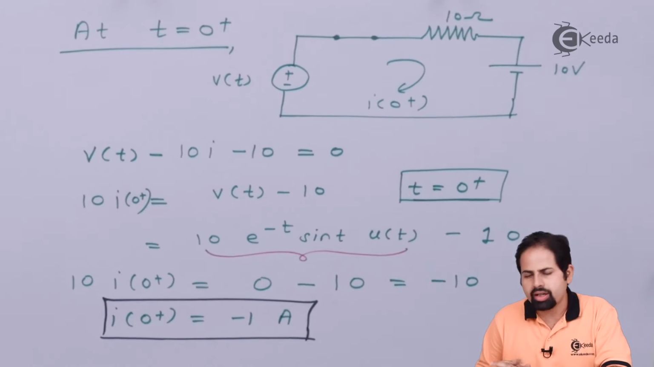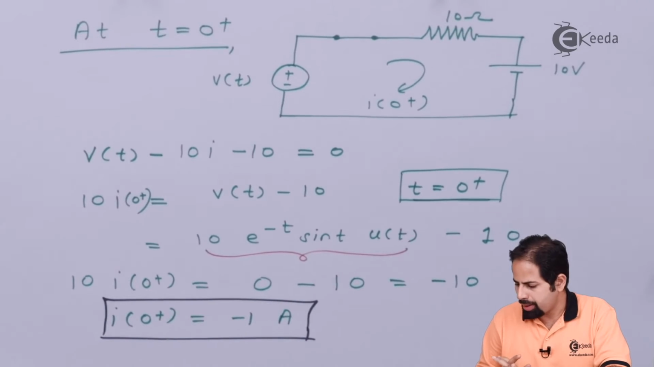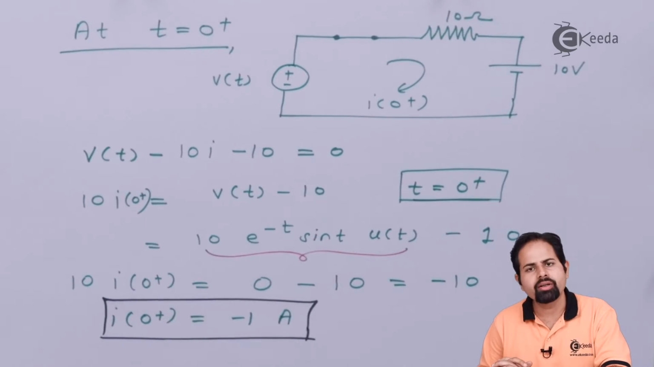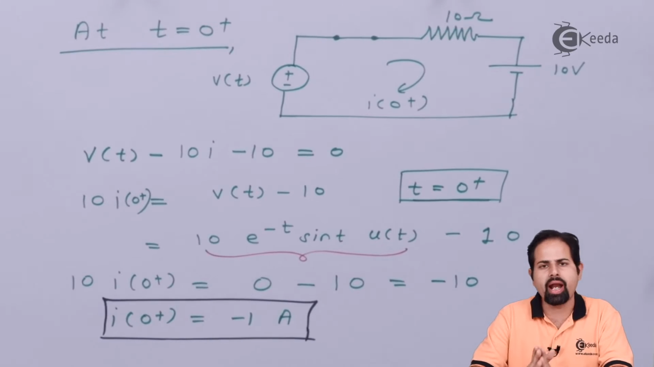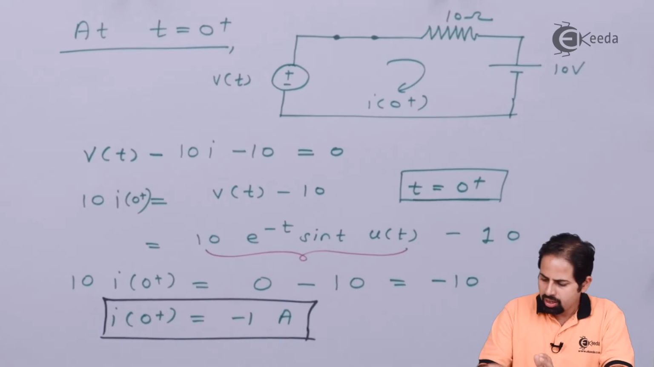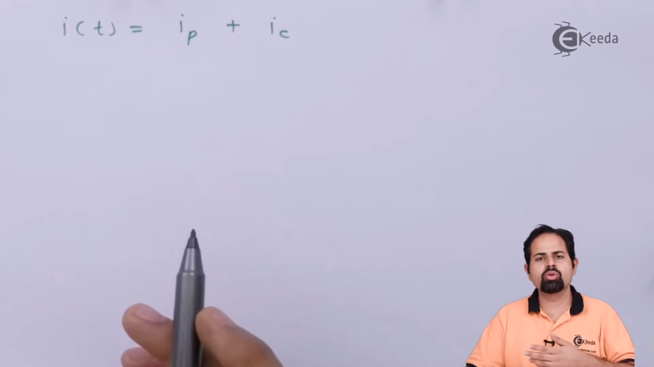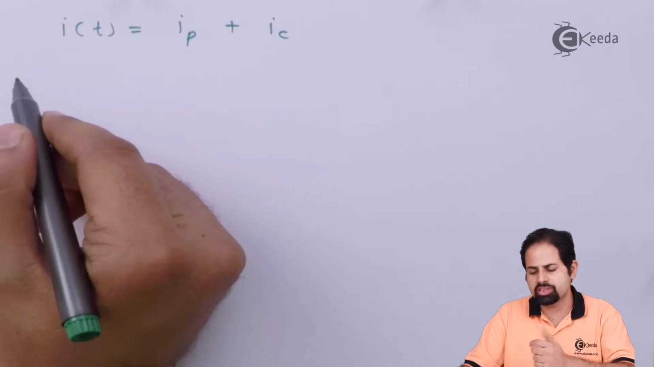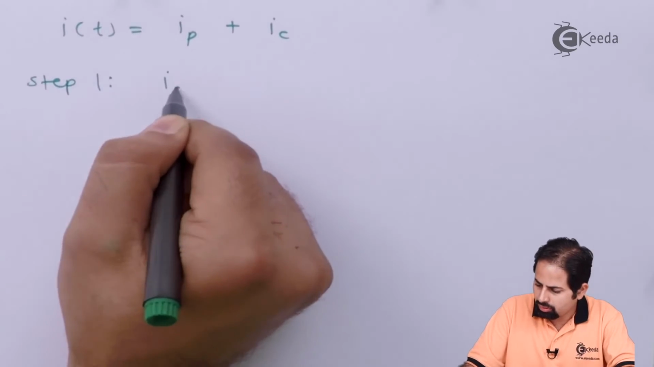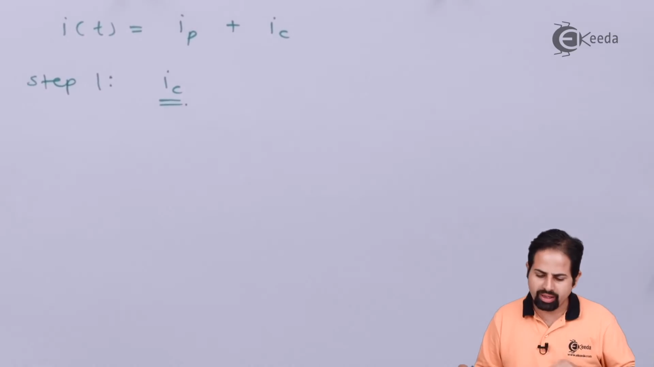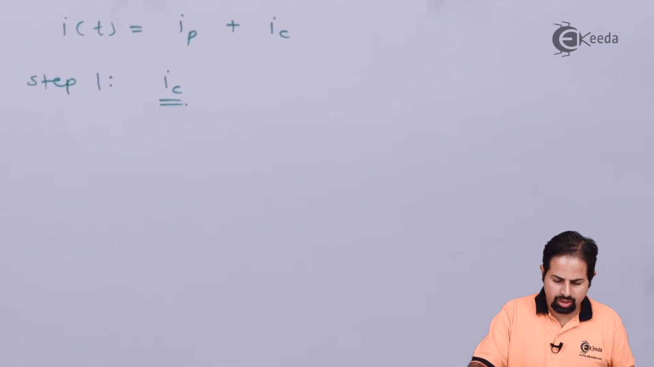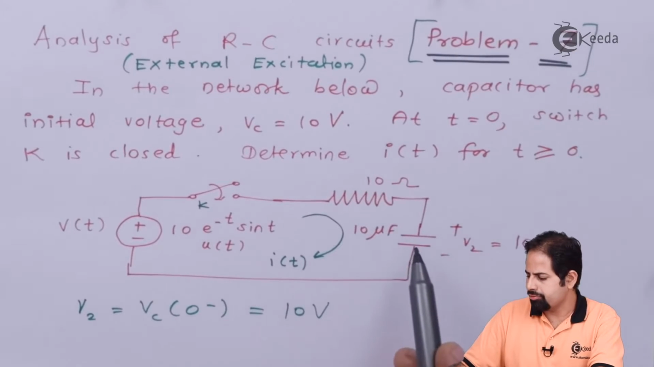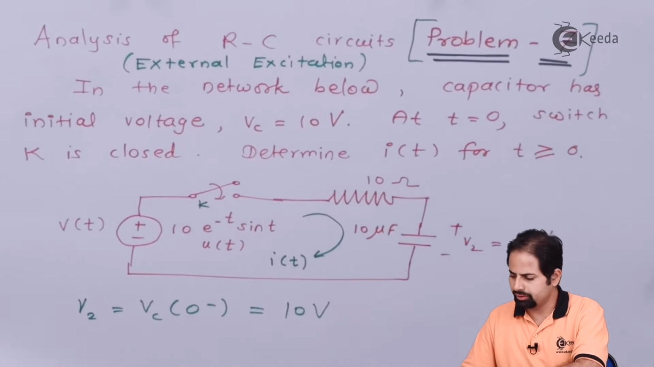So the initial current we got is equal to minus 1 ampere, and now our next job is to get the total current, which is of two parts, one is complementary and one is particular. We always know that total current is I particular plus I complementary. As usual, step number 1 is to get IC. To get IC, you need a differential equation. So for that, you need a circuit. So this circuit will be modified now. So I will draw that circuit.